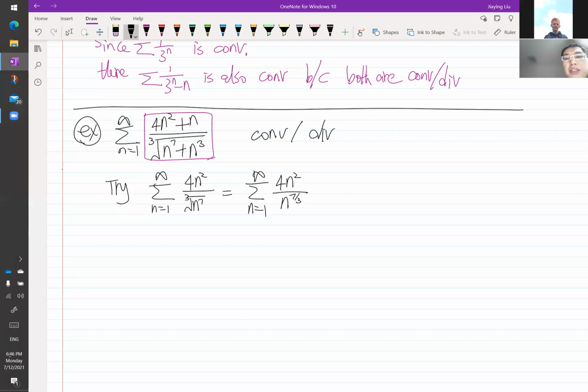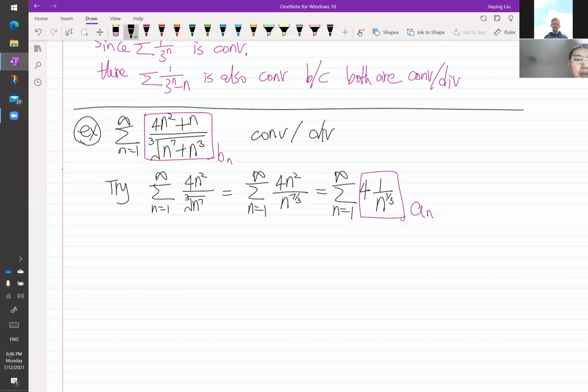And then we can simplify this a bit. That will become the series from n equals 1 to infinity, 4 is just 4, so n squared divided by n to the 7/3. That's 1/n to the 1/3 after we simplify the n terms. So this is the AN. This is, I'm going to call it BN.